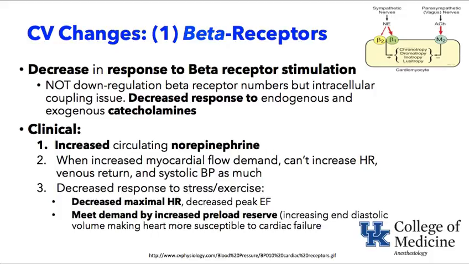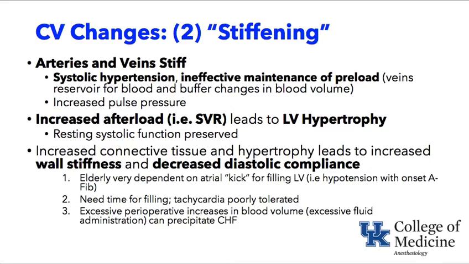There tends to be a decreased response to stress and exercise, with maximal heart rate being decreased, decreased peak ejection fraction, and there's a tendency to meet an increased cardiac output demand by increasing preload. In other words, filling the heart more, increased end diastolic volume, which can make the heart more susceptible to cardiac failure, and we'll talk a little bit more about that in several more slides.